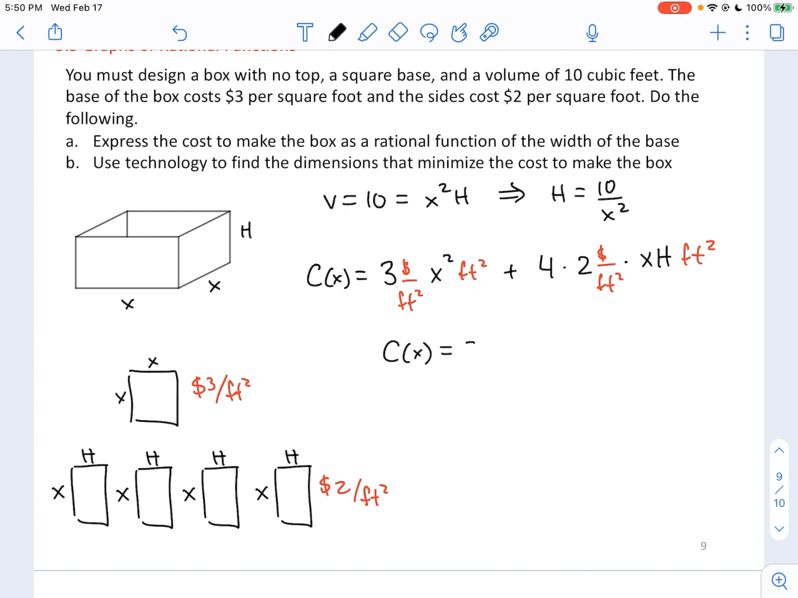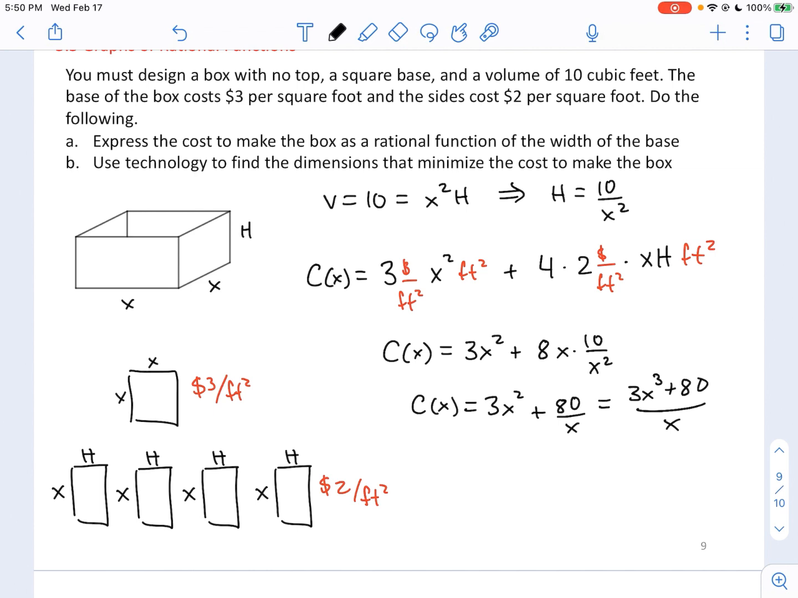So our cost function is 3x squared plus, we have an 8xh, and h is 10 over x squared. So that gives me a cost function is equal to 3x squared plus 80 over x. If you wanted to, you could get a common denominator and write this as 3x cubed plus 80 all over x. And this is why this is a rational function. It's a polynomial divided by a polynomial. So we've answered part A.